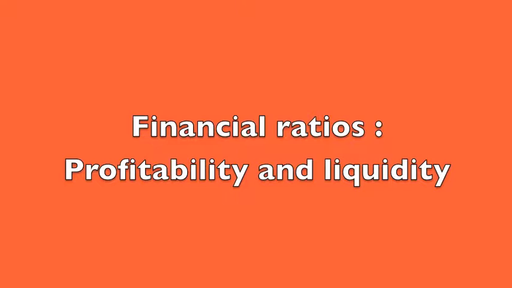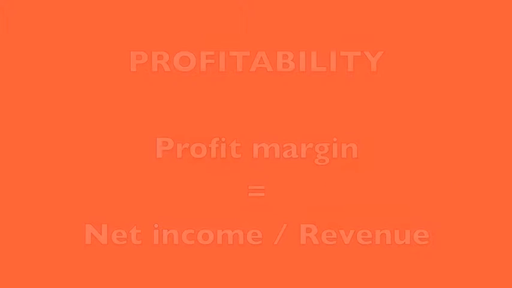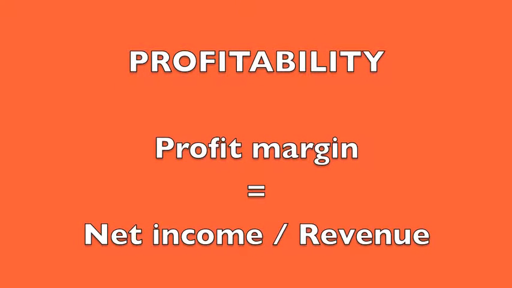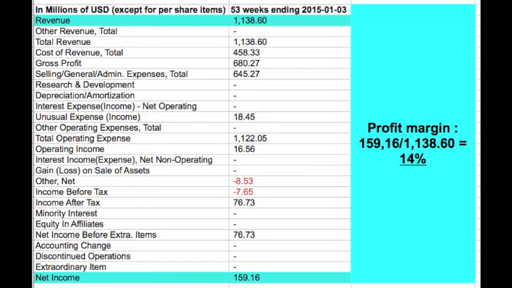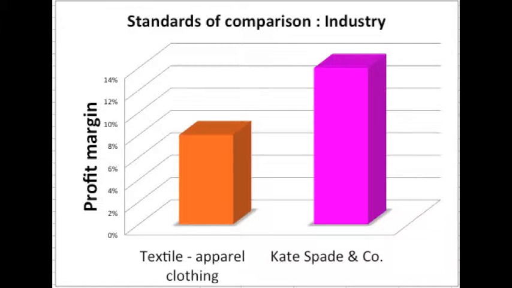I decided to analyze two different categories of financial ratios, profitability and liquidity. First, for the profitability of the company, we have to analyze the profit margin. If we divide net income by revenues in the income statement of Kate Spade, we end up with a profit margin of 14% in 2014. Comparing this result to the industry of textile and apparel clothing, which had a profit margin of 8% in 2014, helps us to understand that Kate Spade keeps more in earnings out of every dollar of sales than the industry.